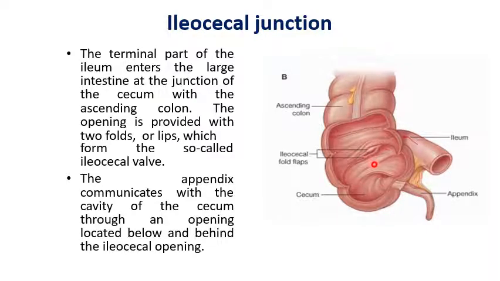Then the appendix enters the cavity of the cecum through an opening. This is another opening in the cecum that is located below and behind the ileocecal valve. And this opening is again guarded by a fold of mucous membrane known as the valve of Gerlach. This is the valve of Gerlach at the opening of the appendix into the cecum. So these are the two openings in the cecum.